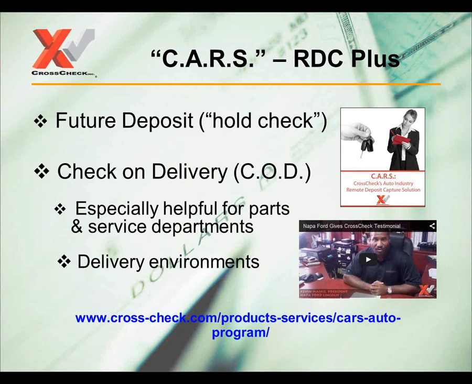Hopefully to this point I'm starting to paint a picture of why RDC is in high demand and how it can make your life easier as a business owner. To get more information on the CARS program, you can download the product guide here and also watch one of our auto dealer customers review the service.